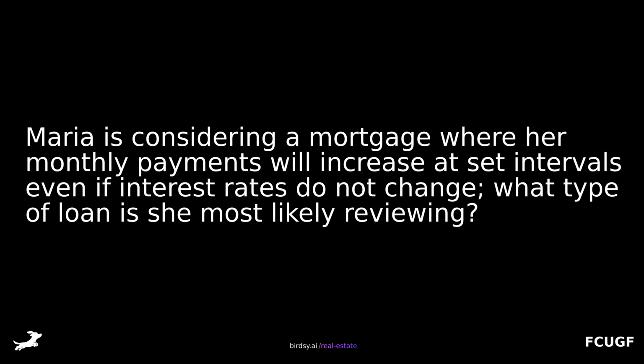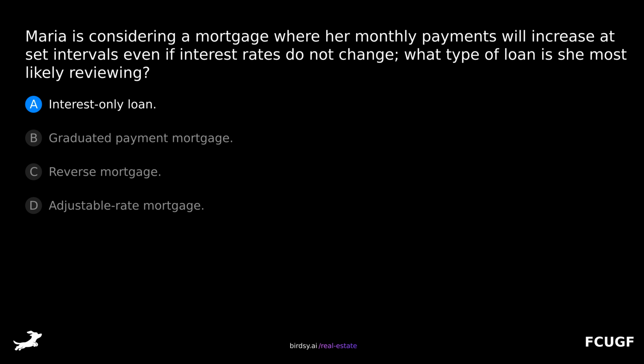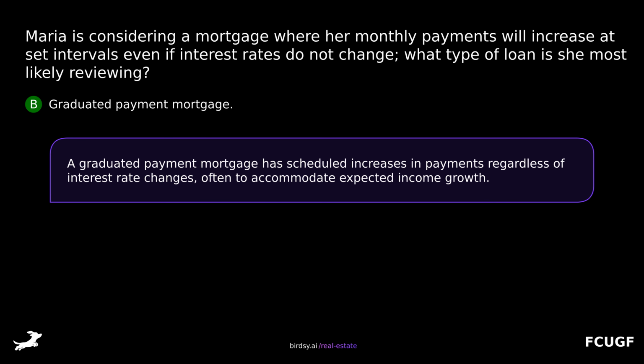Maria is considering a mortgage where her monthly payments will increase at set intervals even if interest rates do not change. What type of loan is she most likely reviewing? Is it A. Interest-only loan, B. Graduated payment mortgage, C. Reverse mortgage, or D. Adjustable rate mortgage? The correct answer is B. Graduated payment mortgage. A graduated payment mortgage has scheduled increases in payments, regardless of interest rate changes, often to accommodate expected income growth.